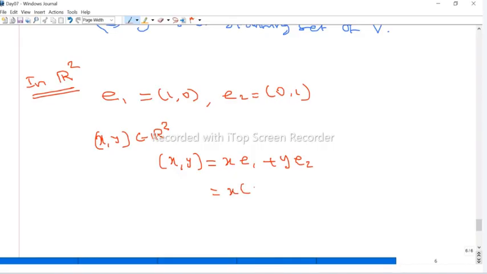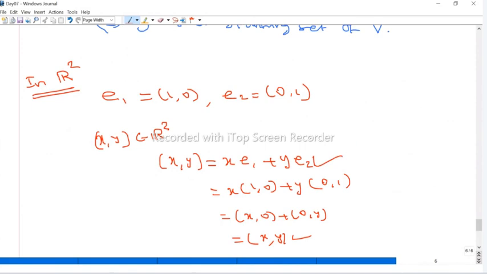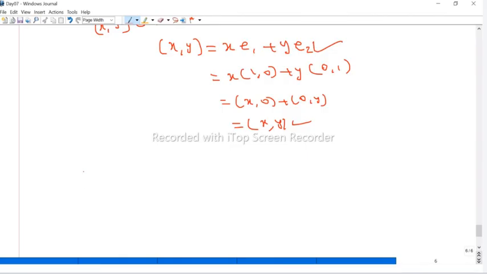Why is this true? Because x times e1 is x times (1, 0), plus y times e2, which is y times (0, 1). Now multiply x inside and then sum. We get (x, 0) and here we get (0, y). Now the sum is term by term, coordinate-wise addition. Therefore x plus 0 is x and 0 plus y is y. We get (x, y). Therefore (x, y) is a linear combination of e1, e2, so e1, e2 is a spanning set. Otherwise, it would not be a spanning set.